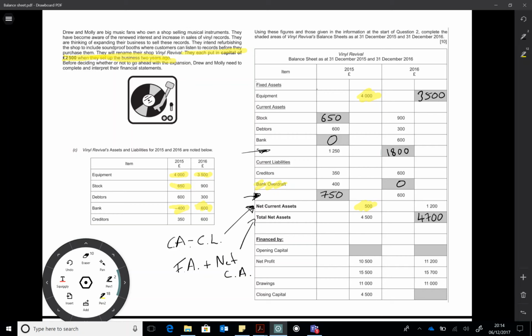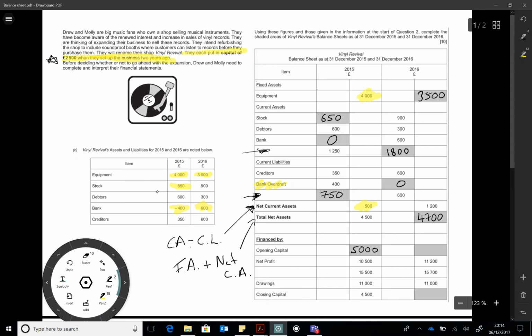Now we move on to the bottom part of our balance sheet, which is how we have financed our business. So we know we need to find out what our opening capital is. In this case, and in most cases, it will be in the initial bit of text at the start of the question. I know that there are two people and they've both put in £2,500. So we add those together and we have an opening capital of £5,000.